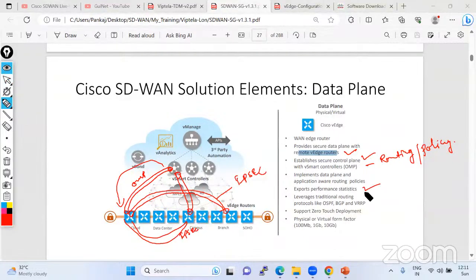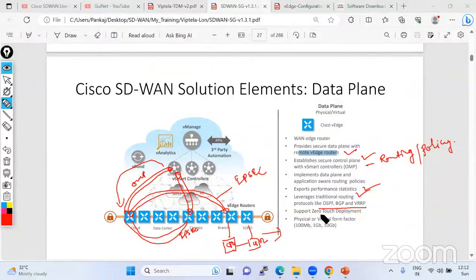And you can integrate all traditional routing protocols. Let's suppose this branch has the vEdge and it is connected to your Cisco switch. Suppose this is CS01 and CS02. If you want to run OSPF, EIGRP, BGP, VRRP, it is going to be supported. I'll show each and everything in our upcoming configuration. It is also going to work with the SD-WAN routers.